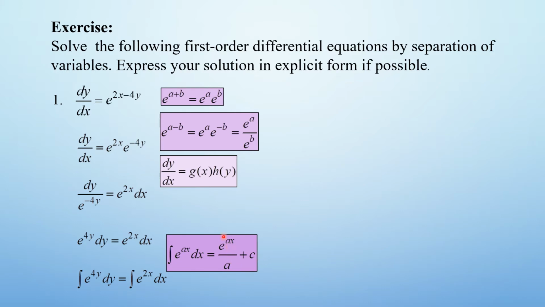Now a is any constant. We get this formula by applying the substitution technique of integration, where we let u equal to ax. Applying this formula for the integral of e to the power of 4y with respect to y, we get e to the power of 4y divided by 4, where in this case a is 4, so you have to divide by the constant 4.